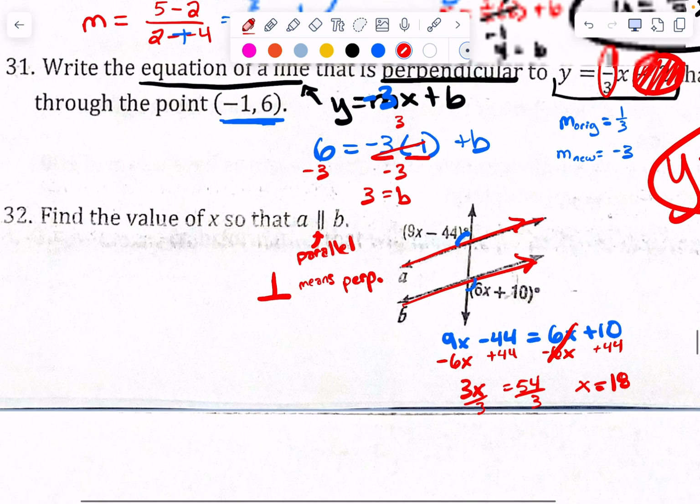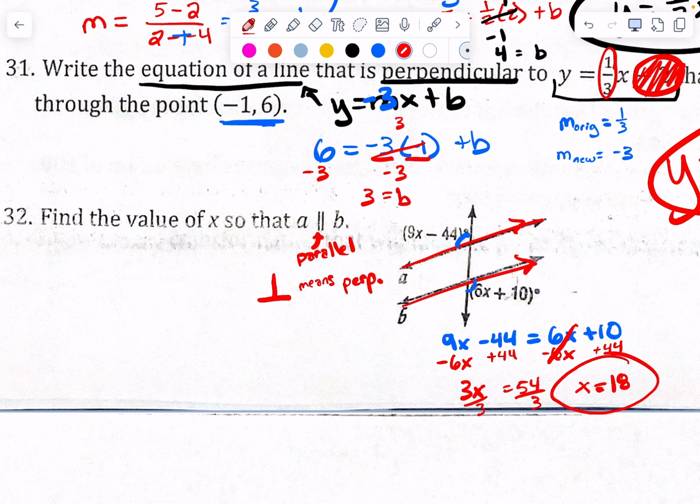And what were we solving for? X. So we're done, right? Always check. Whenever you have a diagram like that, always check to make sure you don't have to plug it back in, because they might ask for the angle instead. Okay? 32. That was good.